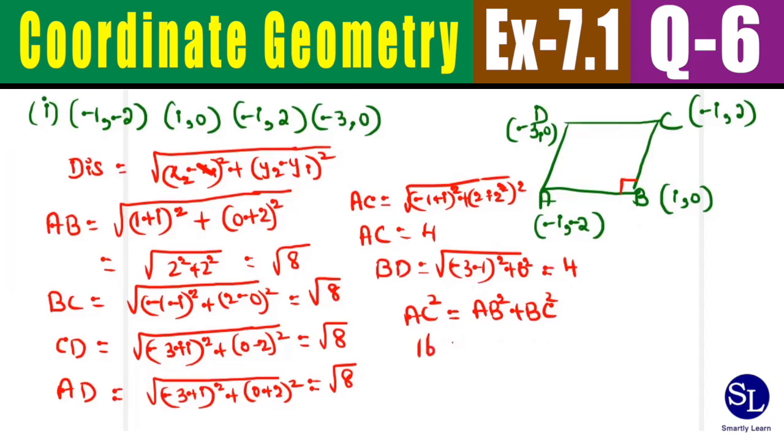AC square is 16. AB square is root 8 the whole square, which is 8. 8 plus 8 is 16. So this holds true for AC, and we can say that angle B is 90 degrees. If we check, BD square is again 16, which is equal to BC square plus CD square. So we see that angle C can also be declared as 90 degrees.